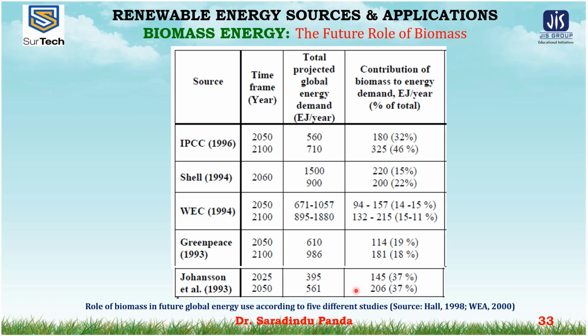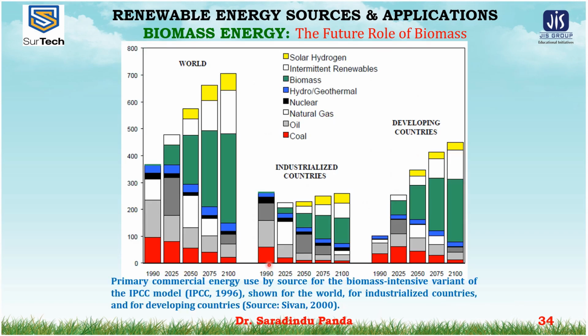So, the role of biomass in future global energy use according to 5 different studies: studied by IPCC, studied by Shell, studied by WEC, studied by Greenpeace, and studied by Johansson. So these are the future role of biomass. The picture shows that in 2100, the biomass energy in the world should be from 200 to a maximum of 500 exajoules per year.